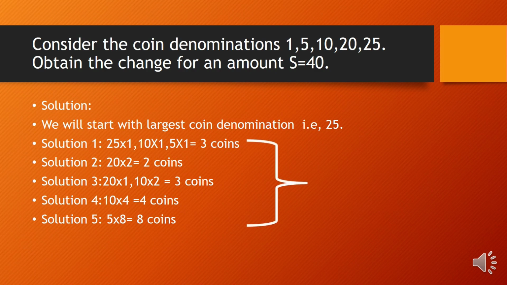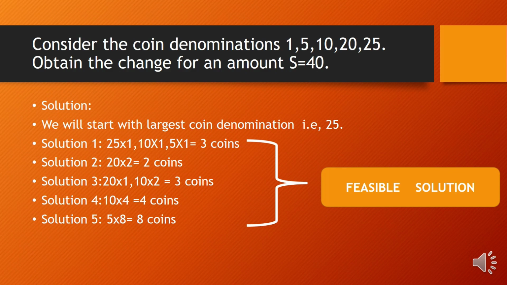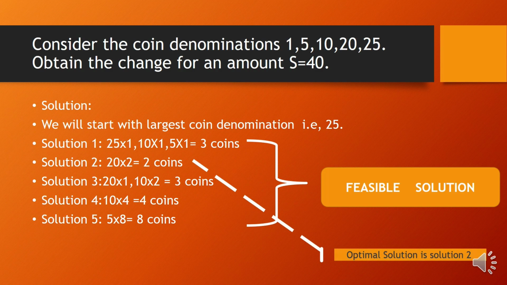So these are the feasible solutions, but which is the optimal solution, the one that satisfies the objective function? What's the objective function? That is, you have to use a fewer number of coins. So the fewest number of coins is this, that is the second solution. So the second solution will be the optimal solution.